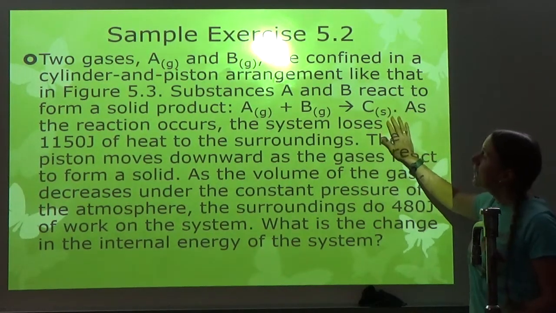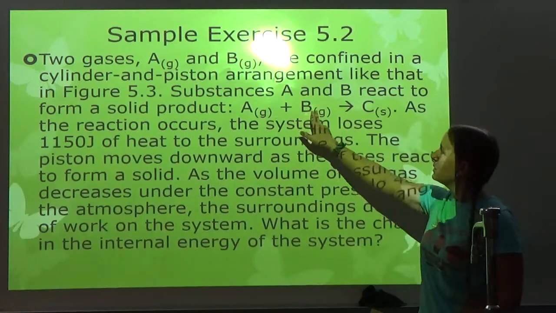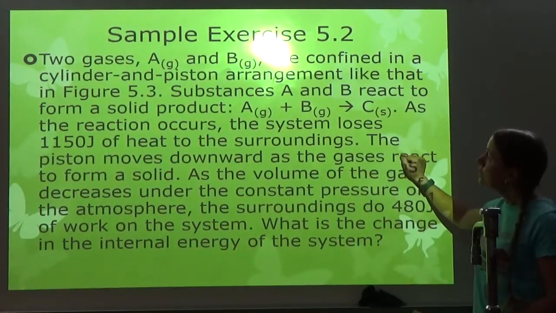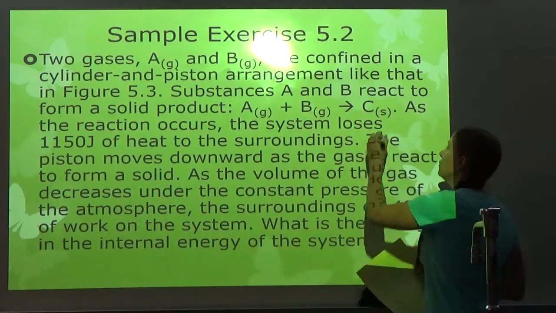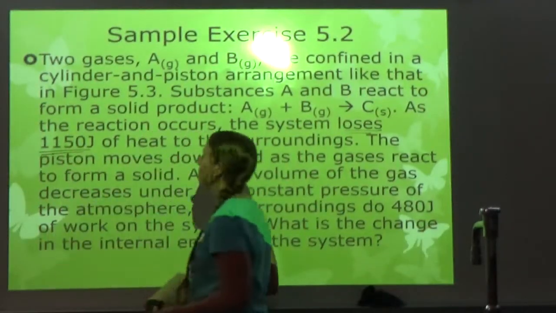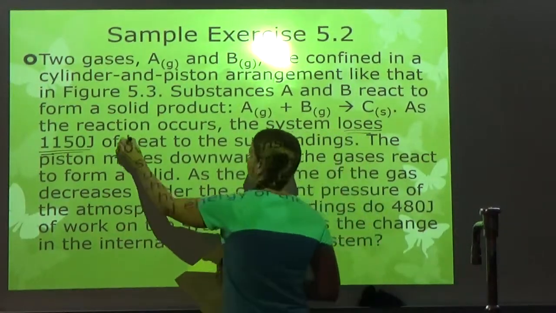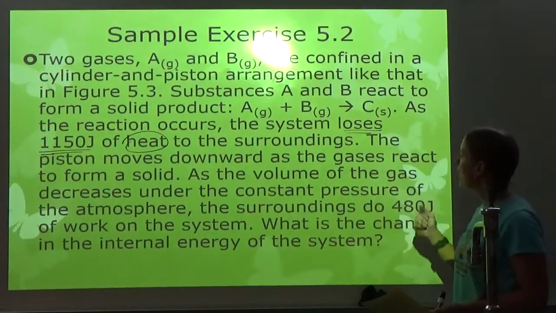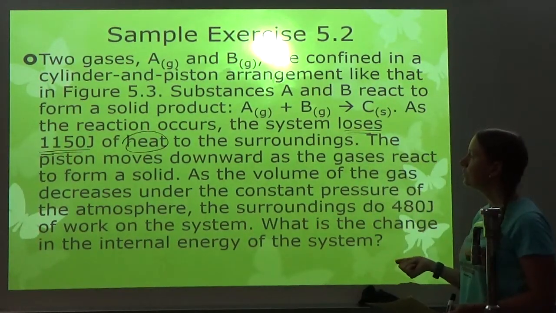Substances A and B react to form a solid product. So A plus B gas makes C, which is a solid. As the reaction occurs, the system loses 1,150 joules of heat to the surroundings. The piston moves downward as the gases react to form a solid.